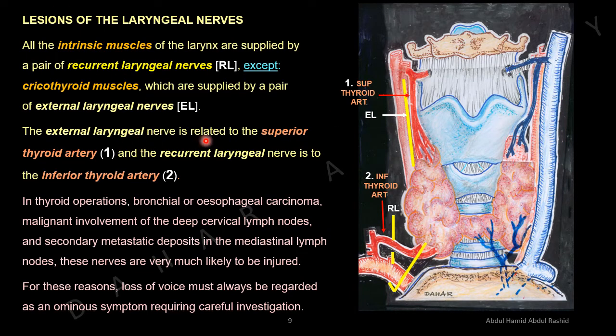External laryngeal nerve is closely related to the superior thyroid artery, and recurrent laryngeal nerve is closely related to the inferior thyroid artery. Therefore, in thyroid operations, bronchial or esophageal carcinoma, malignant involvement of the deep cervical lymph nodes, secondary metastatic deposits, and mediastinal lymph nodes, these nerves are very much likely to be injured. So when there is loss of voice, you must be very careful and investigate very thoroughly.